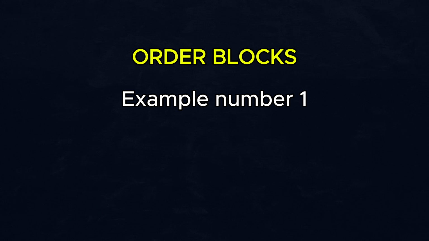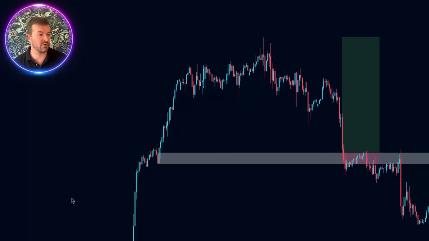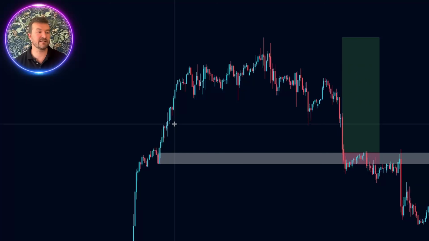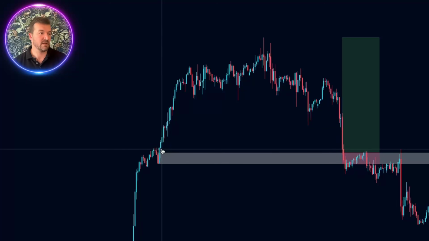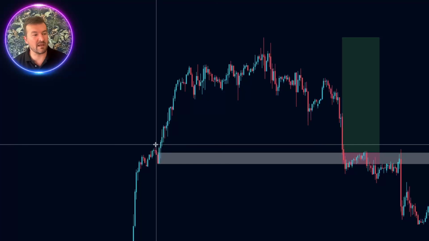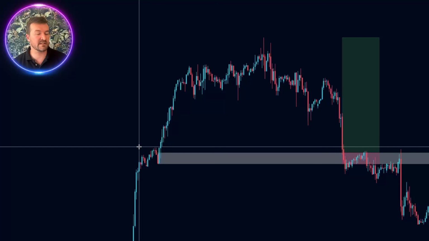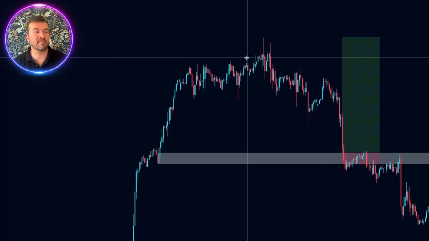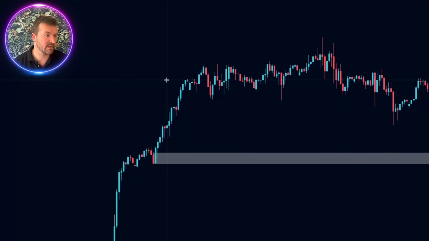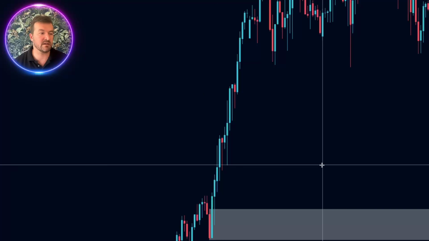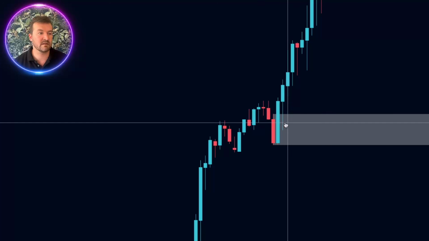First one. This one looks textbook, doesn't it? It's a pretty strong move, nice prevailing trend. It's halfway down. It's got probably the last sort of down candle or last congestion area before the big push up. Looks fairly decent. However, one key issue with this order block is that it was immediately rebalanced and mitigated before we took off.